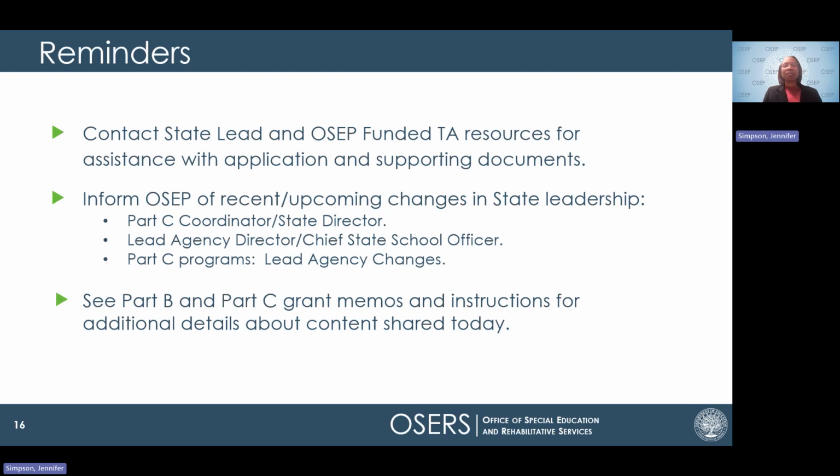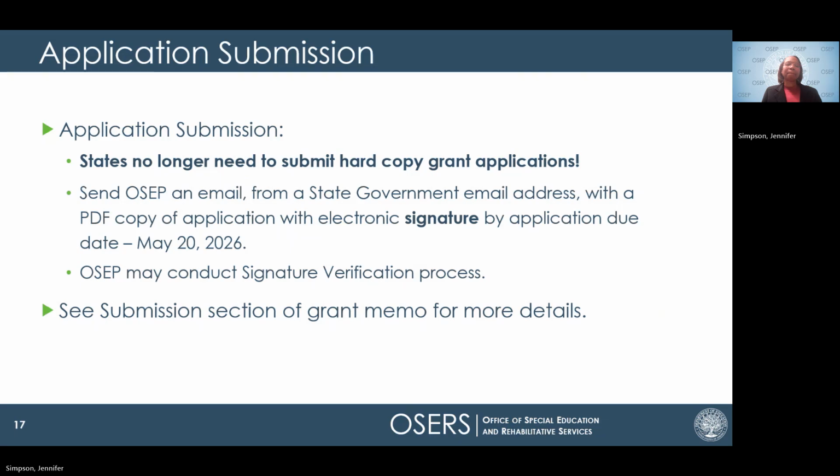Also, please reference the grant memos and the instructions that were part of the grant package for important information that I shared today. Remember, when you're submitting your final application, we no longer need hard copy grant applications. So the days are gone when you need to mail an application to us. Everything now comes into us through email. So it has to be from a state government email address with a PDF of the application. And it should have an electronic signature, which could be a PDF signature, or you can have a hard copy signature and send us the scanned document that shows that hard copy signature.